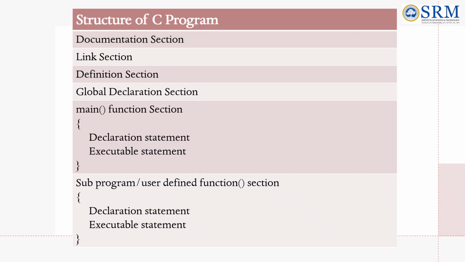Here we have the structure of C program with documentation section, link section, definition section, global declaration section, main function section, and subprogram section. Let us try to understand this structure using an example C program.